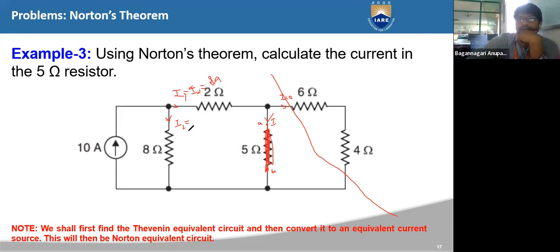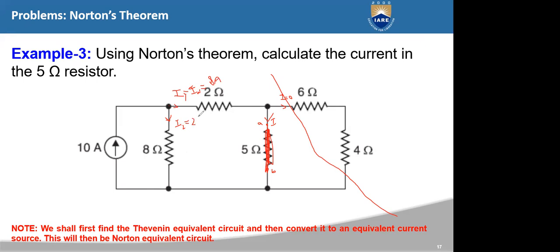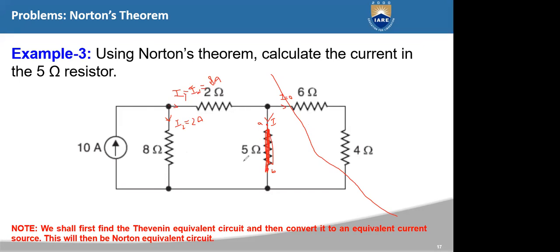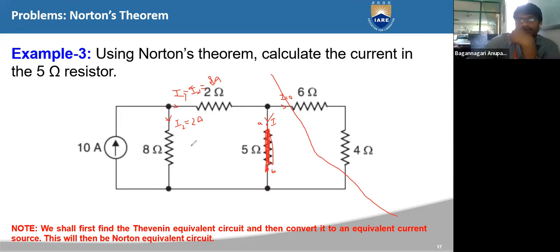Isn't it? Sir, why can't we take that the current will divide equally, 5 amperes through 2 ohms and 5 amperes through 8 ohms? How is it possible that current divides equally in unequal resistors?